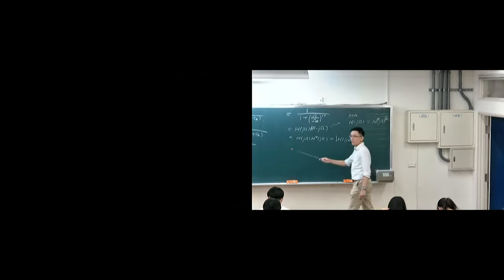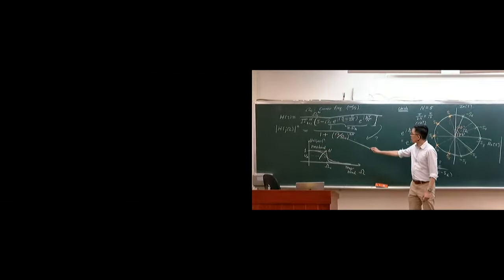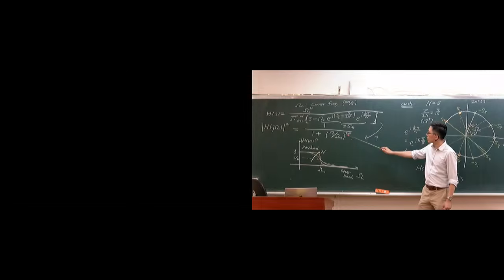So maybe I should take a break to receive questions. Does everything look correct? And that's exactly the expression we were drawing down here. That's 1 plus omega divided by corner frequency, entire thing to the 2n power. A monotonically, beautifully decreasing low-pass filter response is what we get.